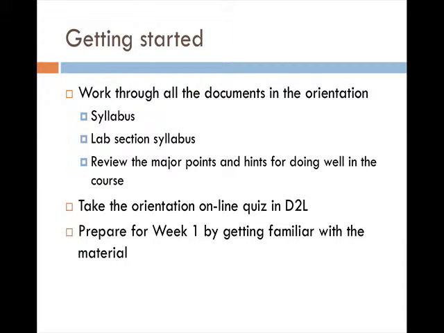So, getting started: work through all the documents in the orientation section. There's a lot of details in the syllabus and the lab section syllabus, but it's important to know that they're there because that's where we explain the grading and how the course works. Then take the orientation online quiz in D2L. It's worth 5 points. It's going to be the easiest 5 points you're going to get in the class if you do it. Otherwise, it's too late. You miss it. And then start preparing for week 1 by getting familiar with the material.